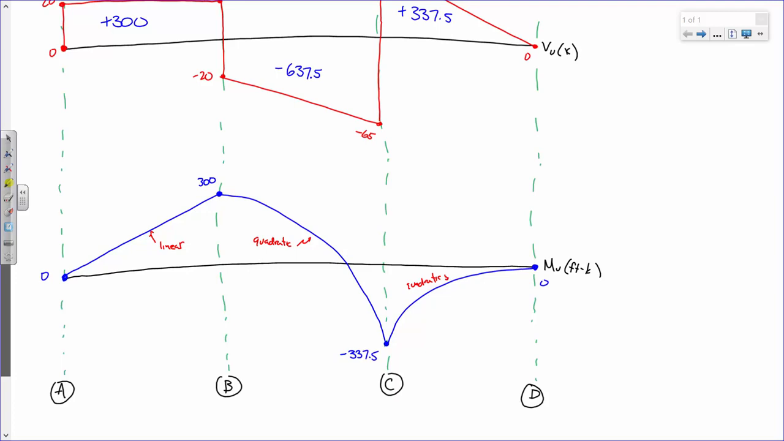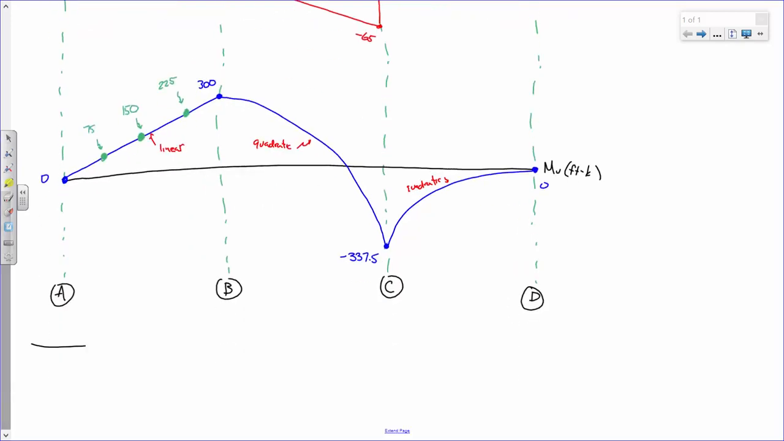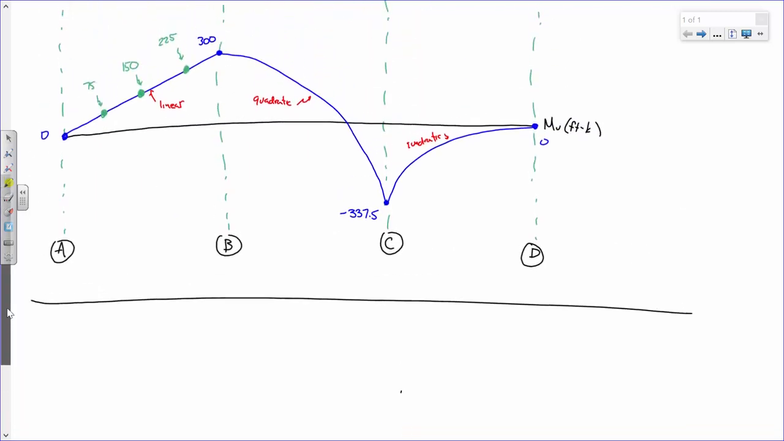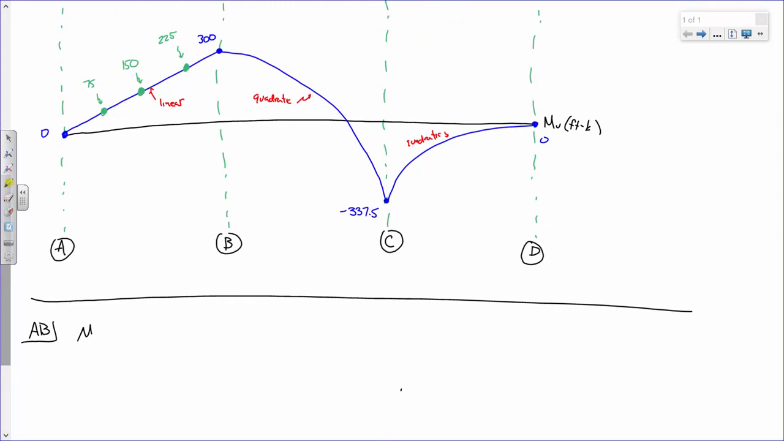All right. Here's segment AB. We split this up into quarter points. So right here, halfway between. What's that value right there? If it's a line, 150. So what's this value right there? What's that value right there? There we go. So let's segment AB. We have MA is 75. MB is 150. And MC, 225. And for those of you paying attention, what is M max in segment AB? 300. 300, the absolute maximum moment inside that segment.